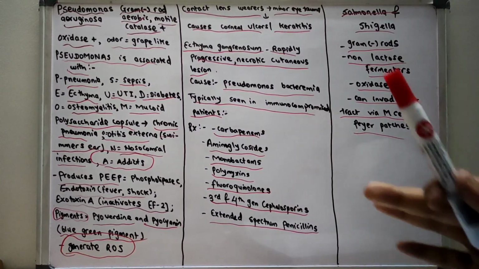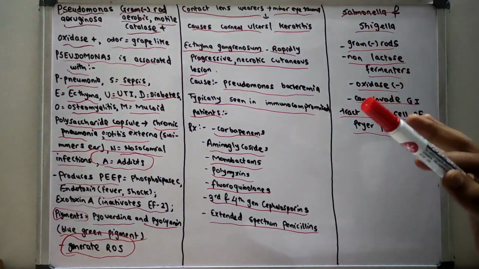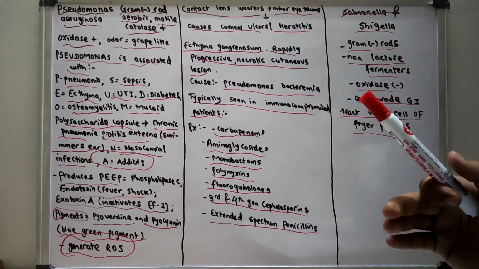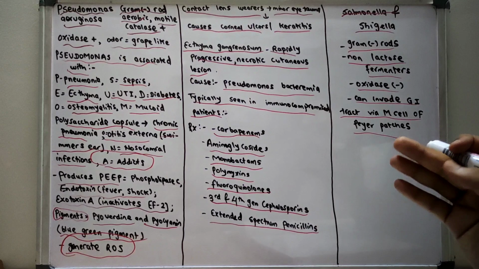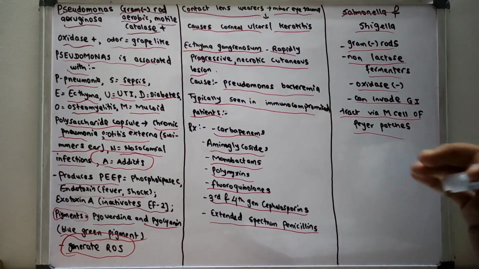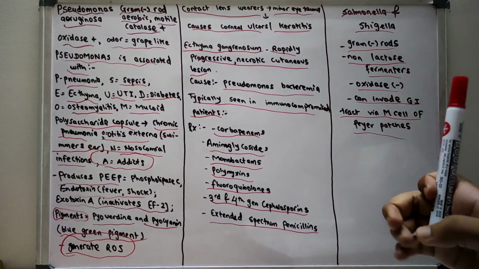Today we talked about Pseudomonas aeruginosa. Again, I am going to summarize the topic. Pseudomonas aeruginosa is a gram-negative rod. They are aerobic, motile, catalase positive, and oxidase positive.